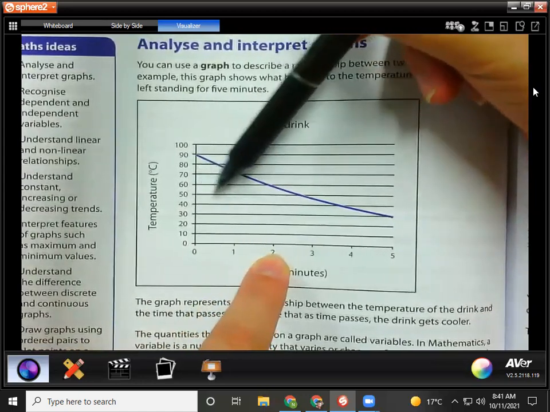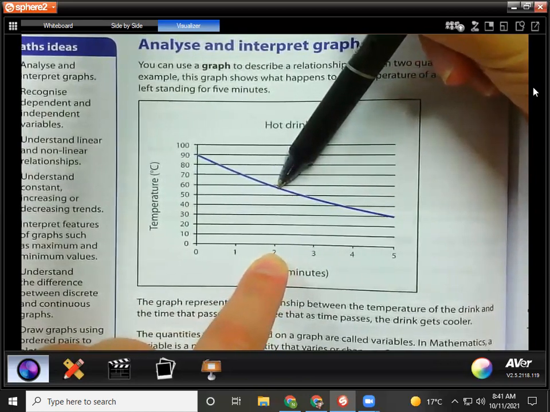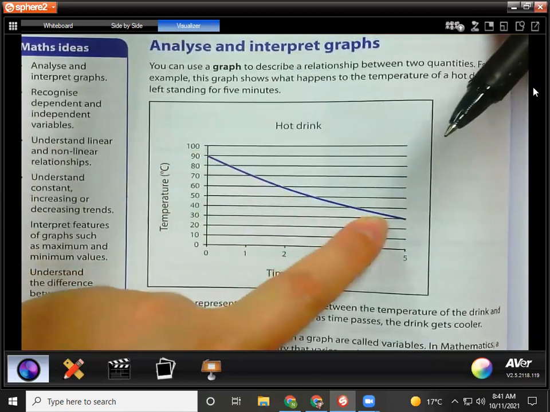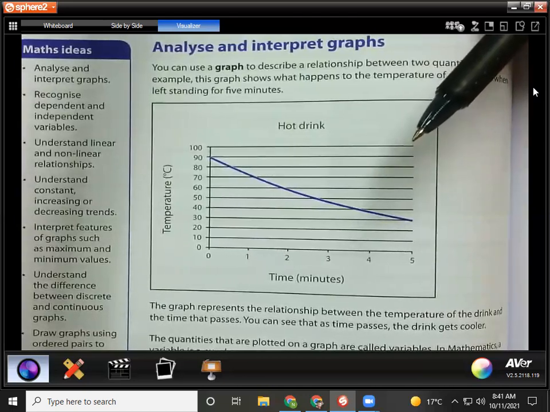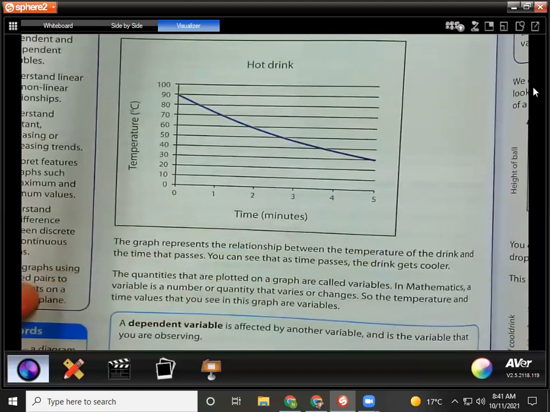After 2 minutes, it is now, what is that? That's like 58, maybe 57, something around there. So we can figure out exactly how the temperature of this drink decreased by reading values off of the graph. Then they have some information here at the bottom.